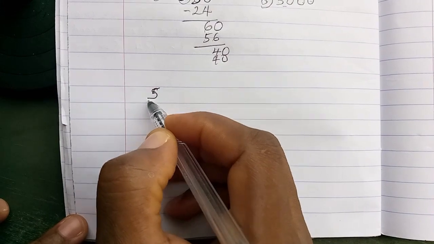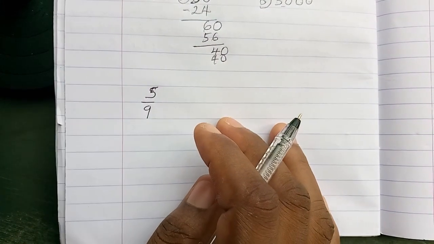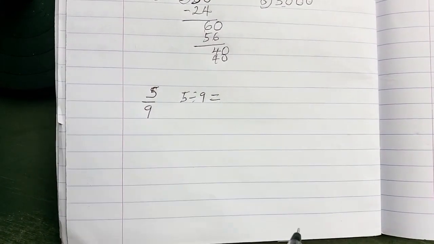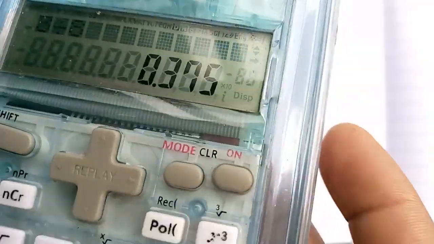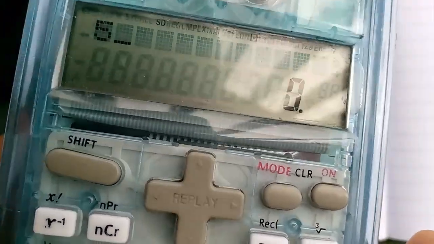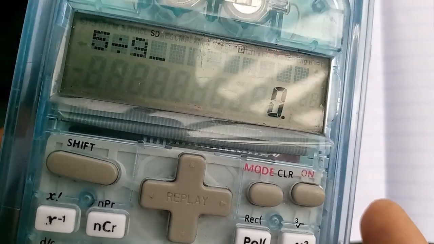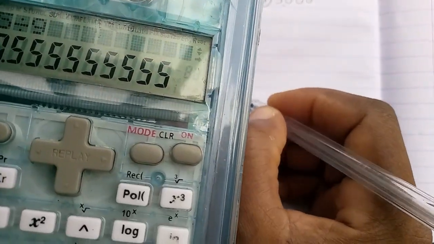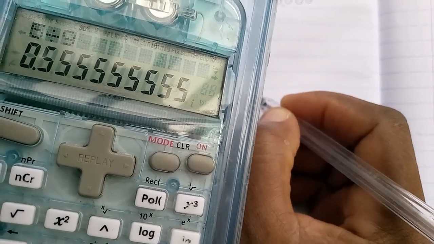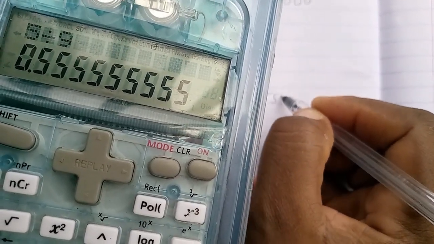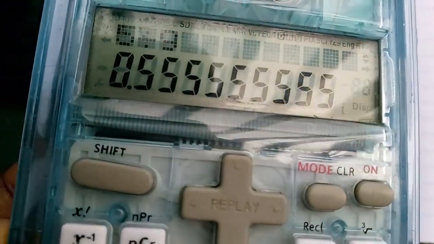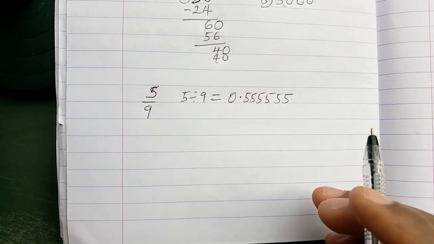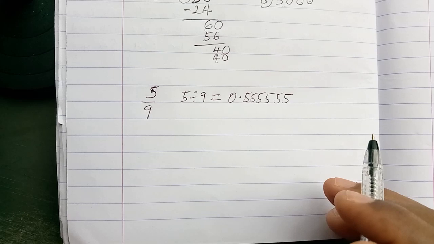We have 5/9. Now, 5/9 means 5 divided by 9. Let's look at the result in our calculator. 5 divided by 9, and that gives us 0.55555. The 5 keeps going. Look at it, 0.555. Now, these are recurring digits in our answer.